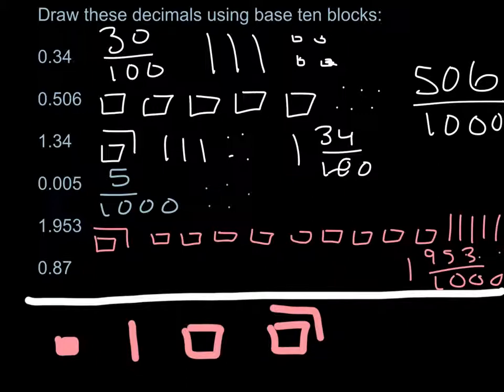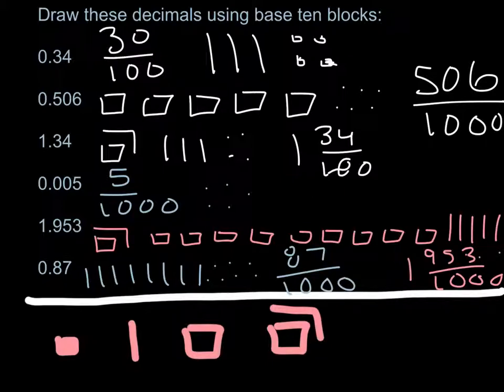The last one I wanted you to do was 0 and 87 thousandths. I need to show 87 out of 1,000. That would be 8 longs and 7 ones. To write that as a fraction, it would be 87 over 1,000.